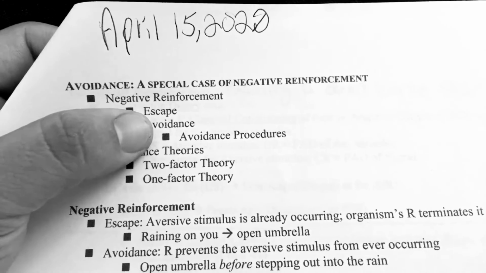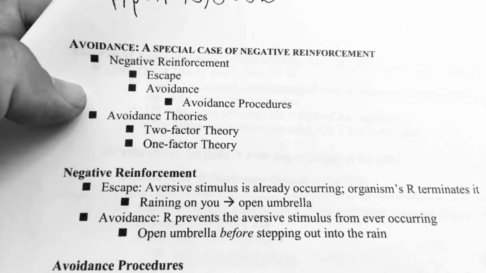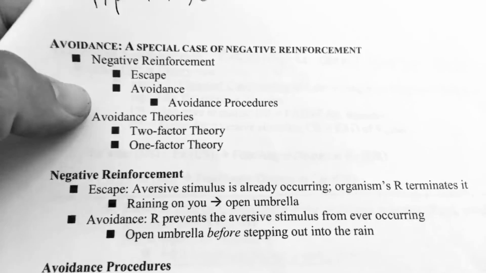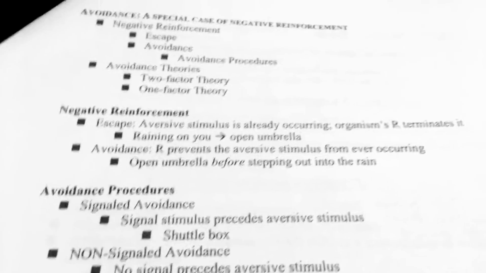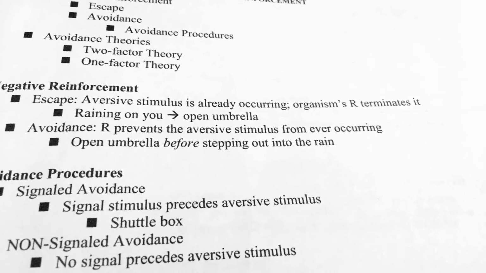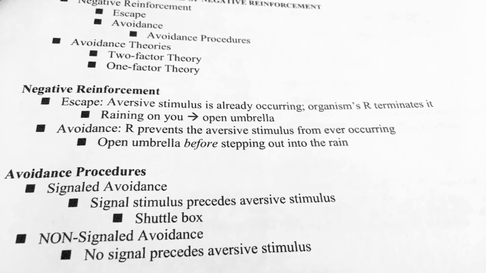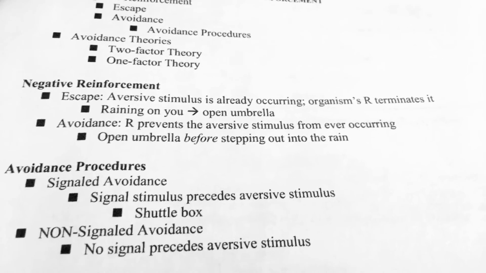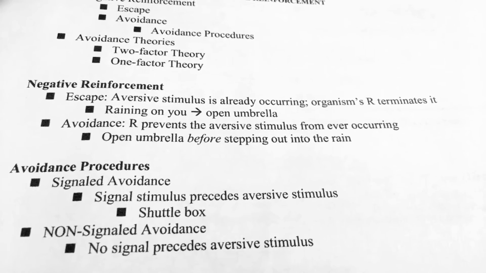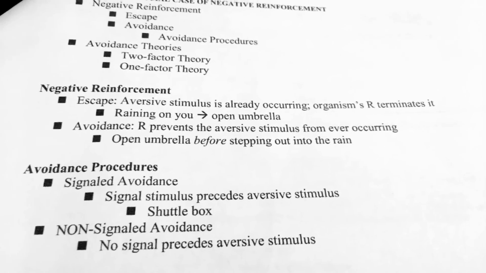There are different avoidance procedures in place, and there are two specific theories of avoidance that I'll be going over. First would be negative reinforcement. So once again, with escape, the aversive stimulus is already occurring, and the organism's response terminates it, such as, oh my god, it's raining on me, I'd better open this umbrella to escape the rain. Avoidance would be when my response prevents the aversive stimulus from even occurring, so opening your umbrella before you even get out into the rain, or checking your weather app.